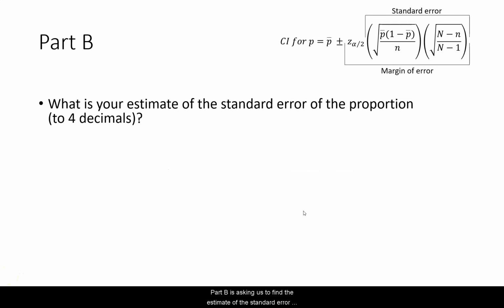Part B is asking us to find the estimate of the standard error of the proportion to 4 decimal places. I have the formula we will be using through our problems up here in the corner. The standard error formula that we will be using is part of the confidence interval for P formula. It is this part outlined right here, the square root of P bar times 1 minus P bar divided by n, and we multiply that by the finite correction factor if it's appropriate, which is the square root of capital N, our population size, minus little n, our sample size, divided by our population size minus 1.